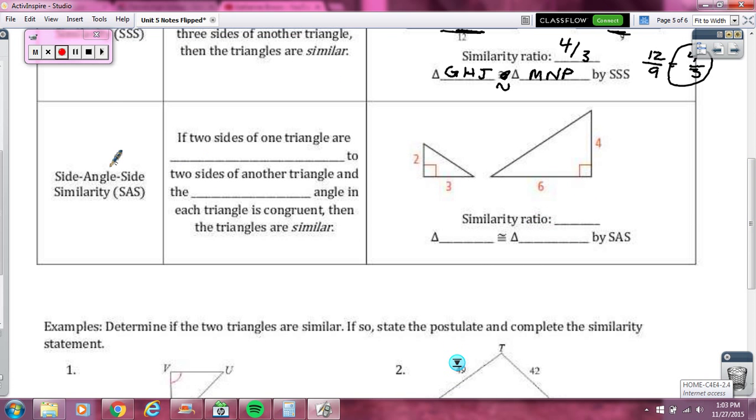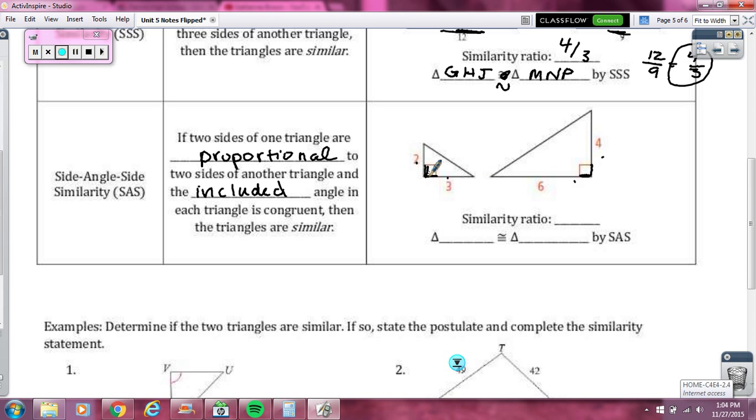Last one, we have side angle side, or SAS similarity. If 2 sides of one triangle are proportional to 2 sides of another triangle, and the included angle in each triangle is congruent, then the triangles are similar. So remember that included angle means it's the angle that's right in between the 2 sides. So this guy is in between the 2 sides that I have.